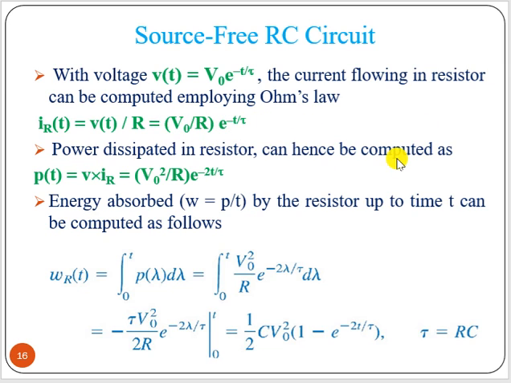Now we can also find the power dissipated in the resistor. So V into IR gives V0 squared by R times e to the power minus 2t by tau, because it becomes squared. Then we can find the energy from 0 to t by integrating that power. If we integrate the power, we get this expression from 0 to t. Here we put tau equal to RC, so R will cancel out, and we have half C V squared, then this term.